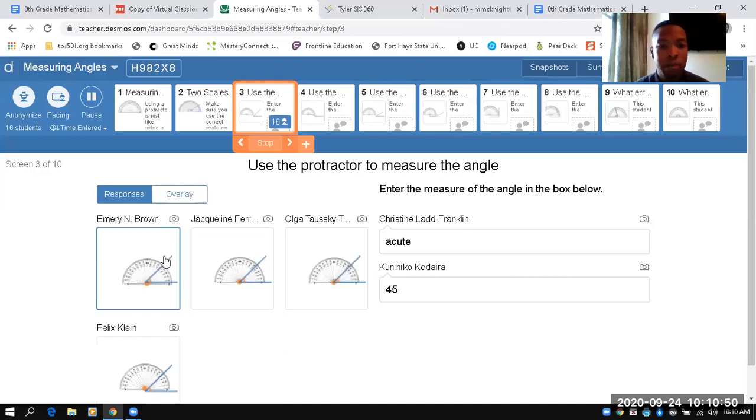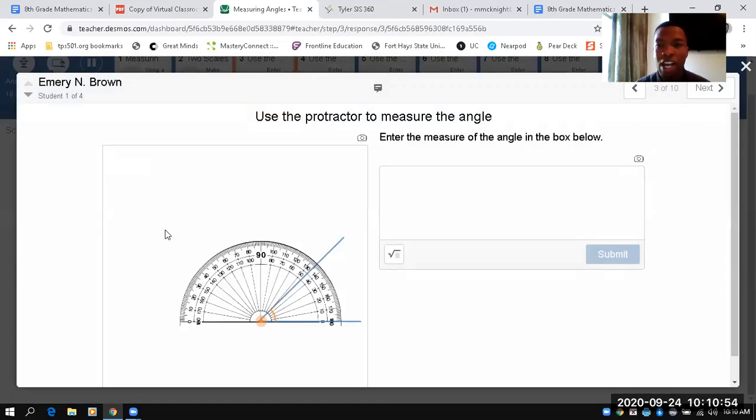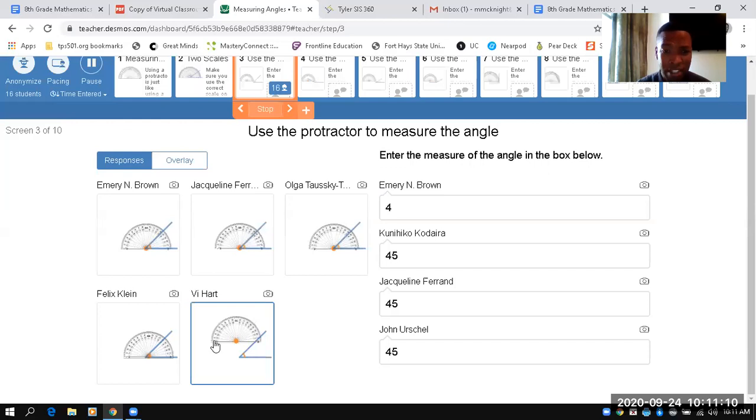So let's look at some of the responses over here. If we click that one, I see someone put an acute. Yes, it's an acute angle because it's between 0 and 45, but I want you to tell me the exact degree that it's at. If we look at this one, we realize that the point needs to be more on the dot. We need to make it as precise as possible.